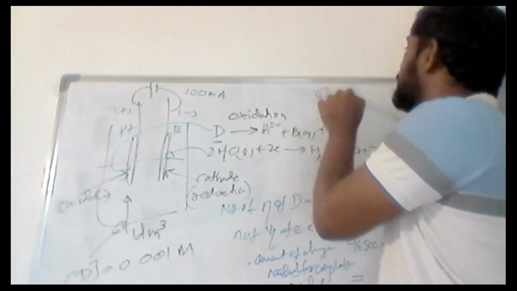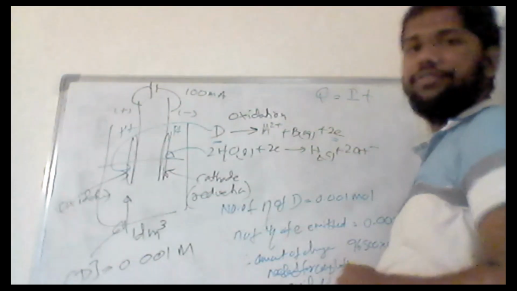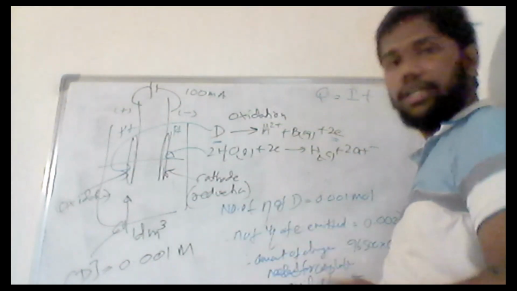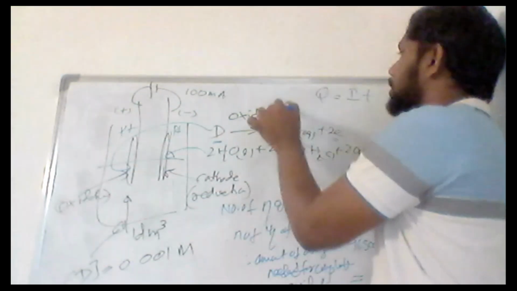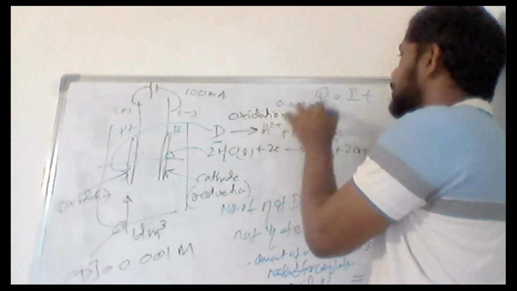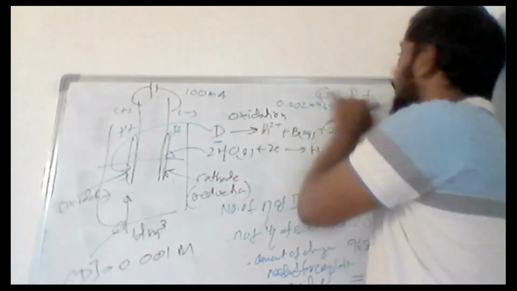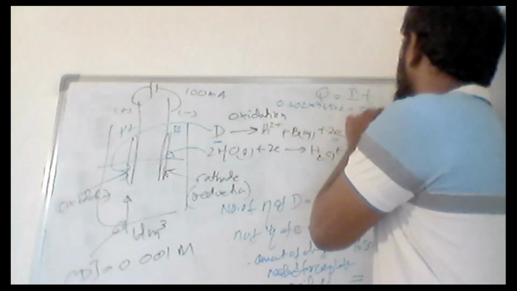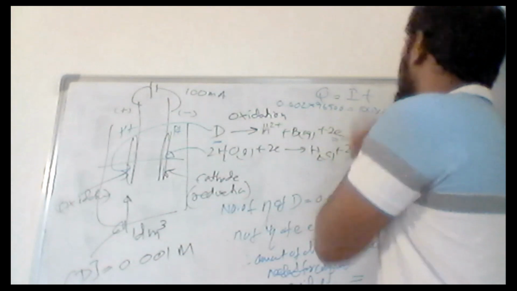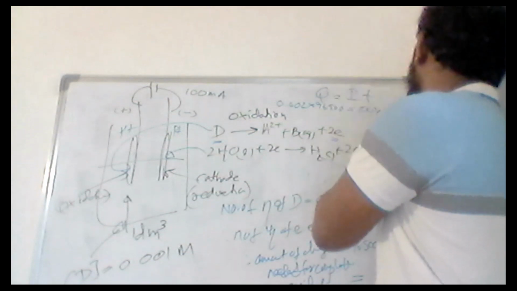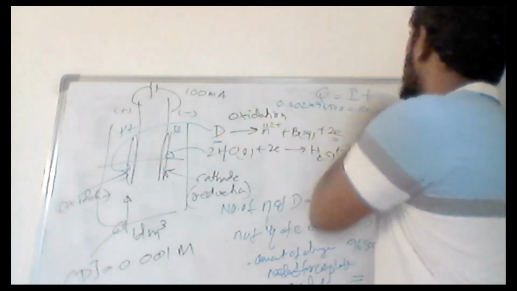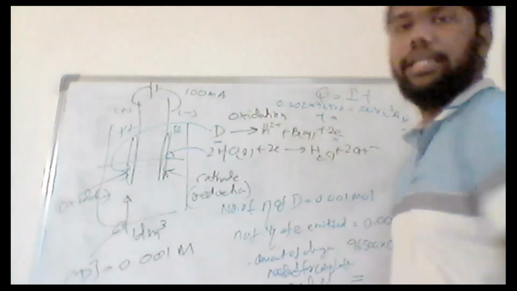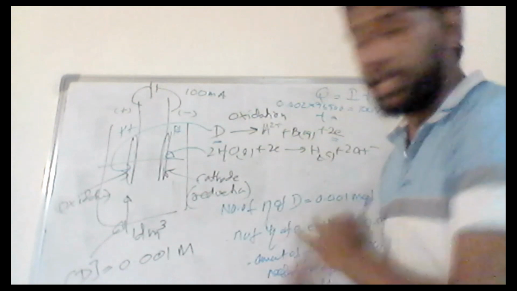If you know that in coulombs, you can use Q = It. This is A-level physics, but you also know this in electrochemistry. Q means the charge, which is 0.002 times 96,500. I is given as 100 milliamperes, so you can put that in amperes: 100 times 10 to the power minus 3 amperes, multiplied by time. The only thing that you don't know here is time, so you can calculate time.